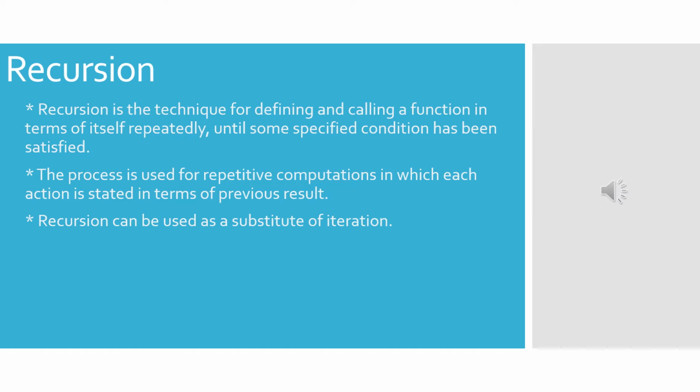Recursion is the technique for defining and calling a function in terms of itself repeatedly until some specified condition has been satisfied, which is called the base condition. The process is used for repetitive computations in which each action is stated in terms of the previous result. And recursion can be used as a substitute of iteration, that is loop.